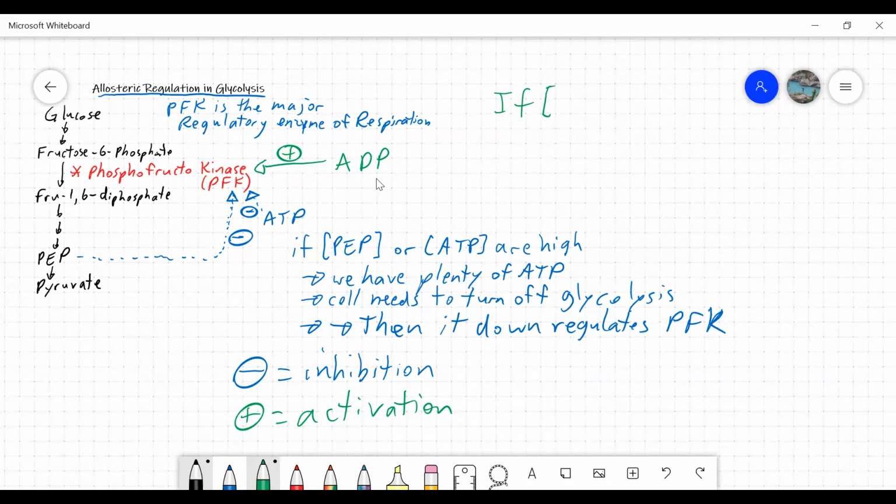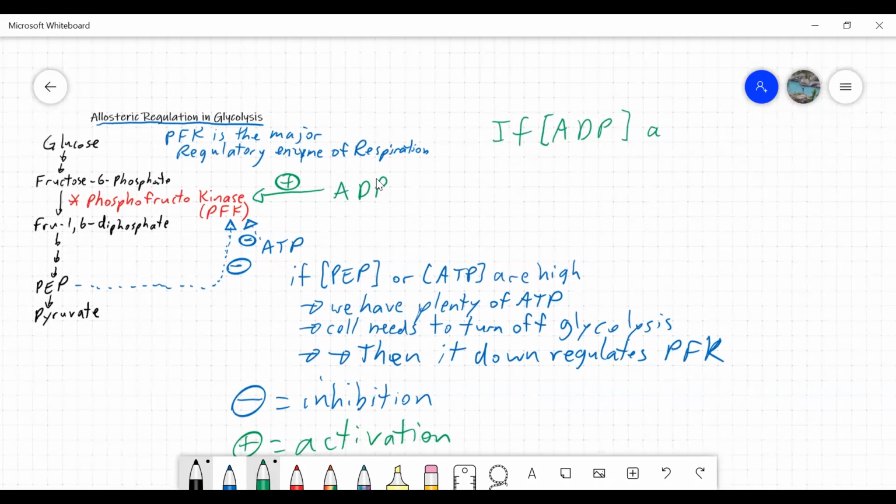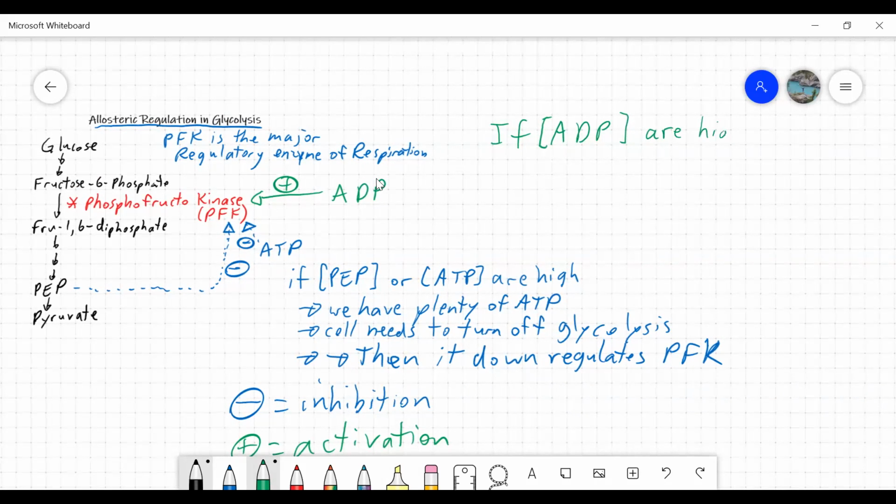So if ADP, so what is ADP? Remember ADP? It's adenosine diphosphate. So if those levels are high, what is going on? All right, so I'm just going to make sure I spell everything nice here today. So if those levels are high, what does this mean? If you have lots of ADP, it means that your ATP is low because you've used it all up. So your ATP concentration is low. What else does it mean?